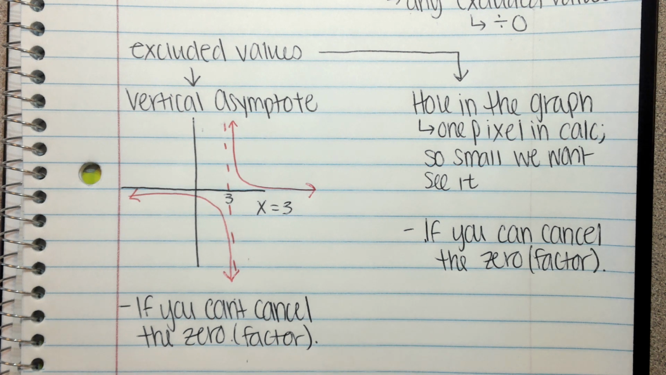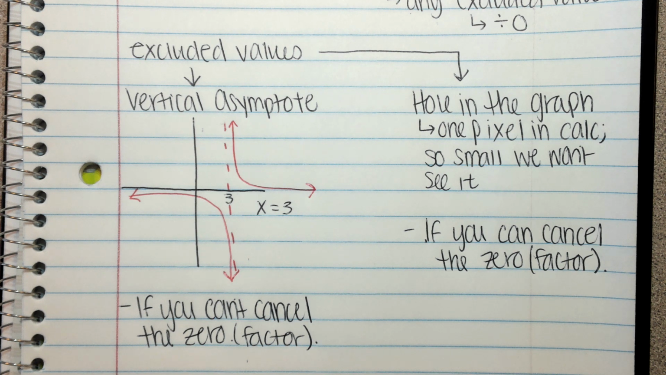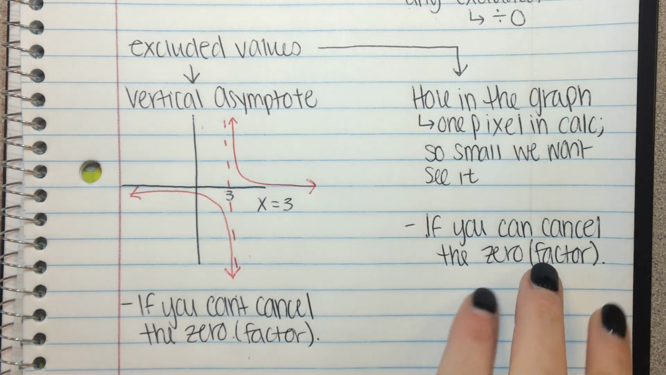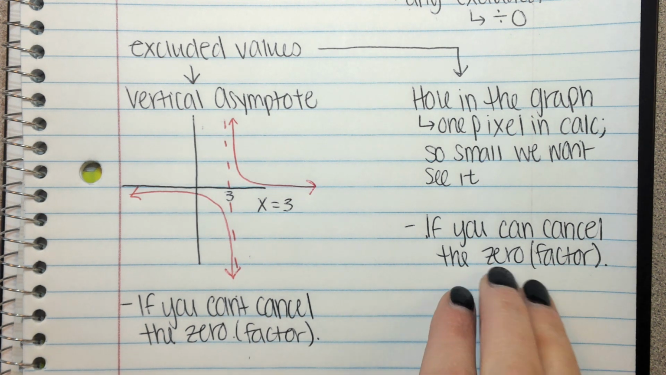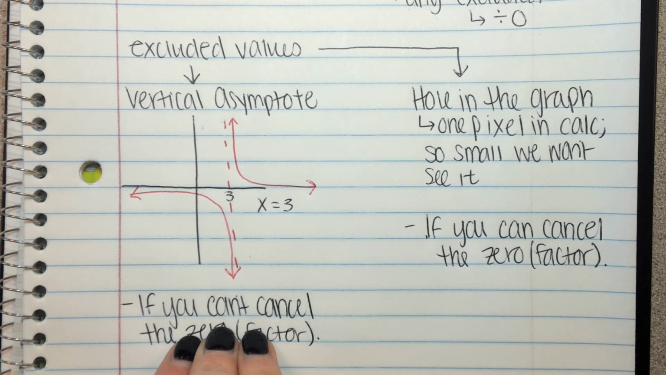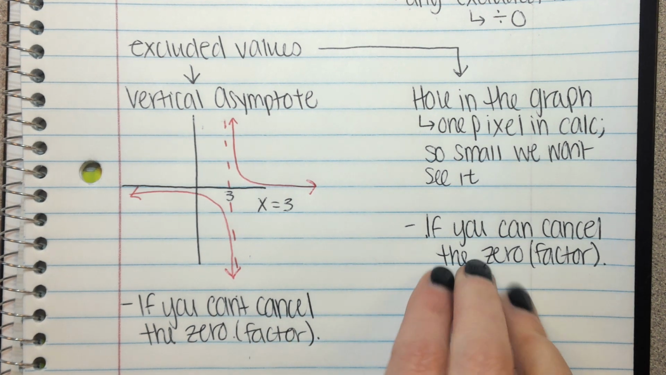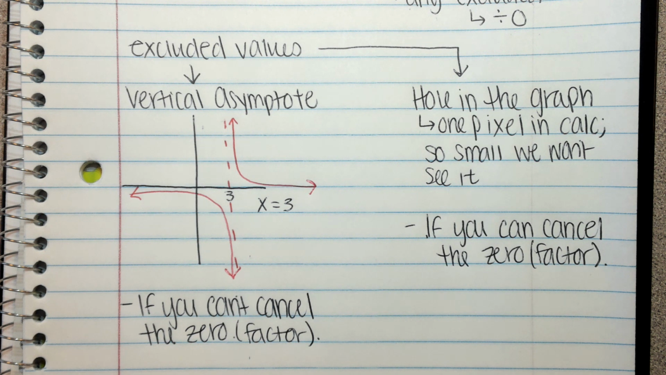So what we're going to do today is very similar to what we've been doing. We're going to factor the numerator, factor the denominator, find our excluded values, or our points of discontinuity, and then decide if each one is a vertical asymptote or a hole in the graph. If you can't cancel it or divide it out, it's a vertical asymptote. If you can, it's a hole in the graph. Okay, so now we'll just look at some examples.